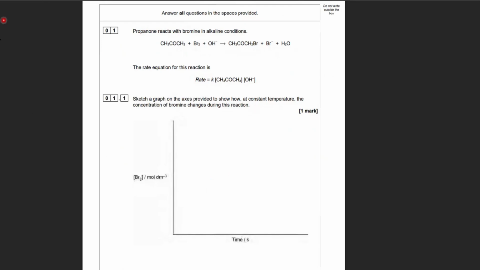So why don't you pause the video, grab a bit of paper, sketch a line, and then unpause and see if you got it right. All right, I'm going to go through it.